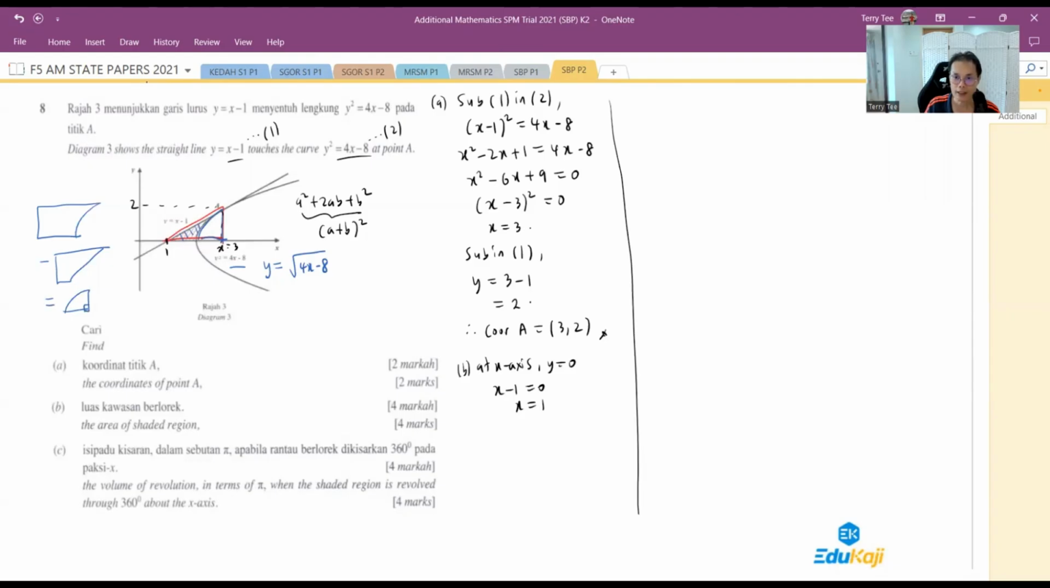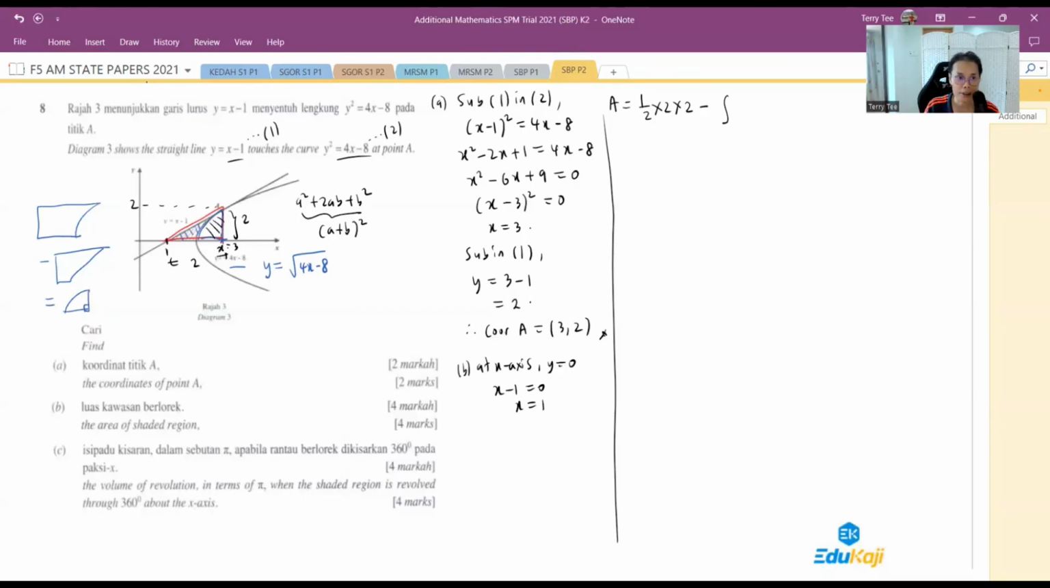So if you're finding the area of a shaded region, I will take the area of the triangle minus integration. My area of triangle is half times base times height. My base, if you measure from here to here, is 2. 3 minus 1 is 2. Your height is also 2. So it's half times 2 times 2. Then you minus the area of integration. This part here, you've got to integrate.